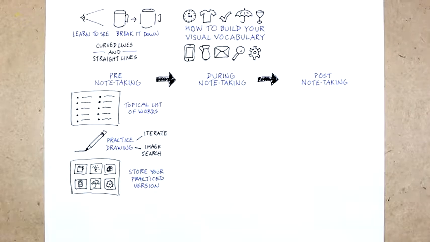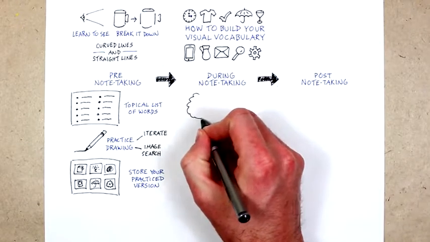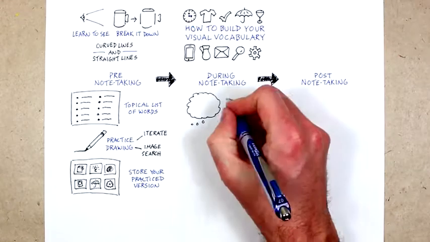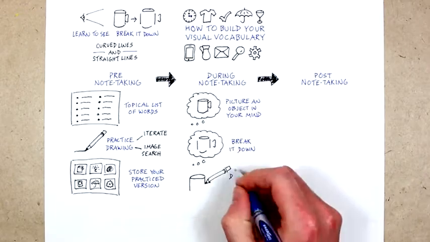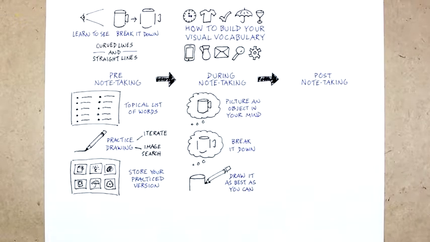Once you start taking your visual notes, hopefully you will be able to use many of those elements that you've already practiced. But if an object or an idea comes up that you haven't drawn before, then what you can do is picture that object in your mind, break it down, and then draw it as best as you can. As you might guess, that mental envisioning and breaking down of an object in order to draw it will temporarily take your attention away from the person you're listening to or the book that you're reading. So be careful not to spend too much time on that process.